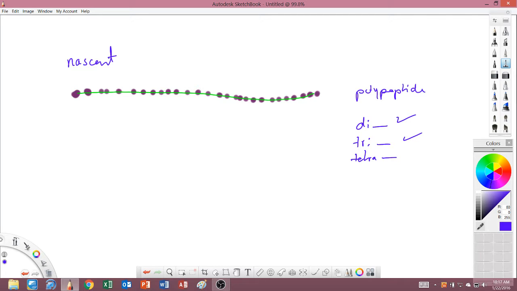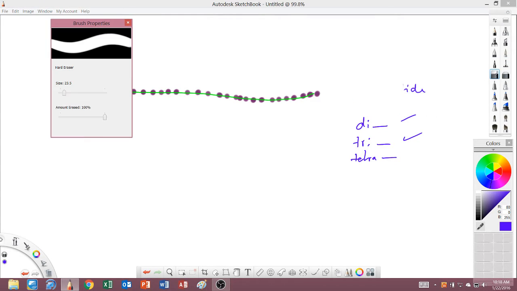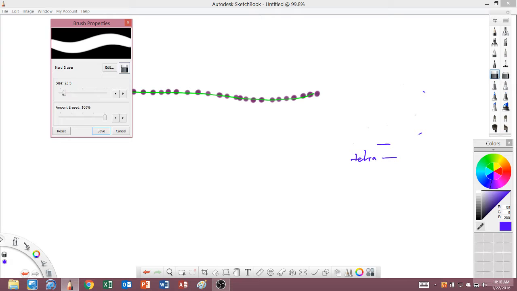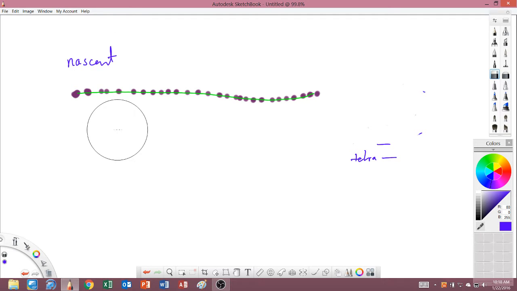Newly synthesized protein. This is newly synthesized protein. So now we're talking about the product of translation. The product of translation is what? Protein. Okay, but protein still needs processing.